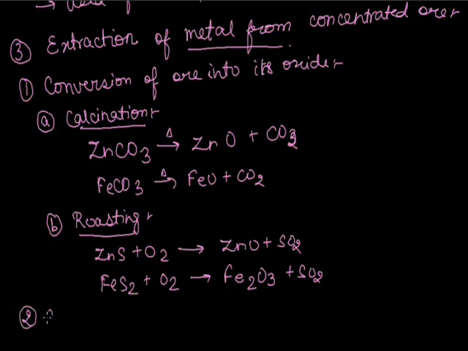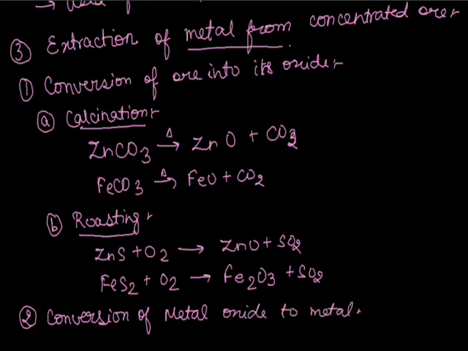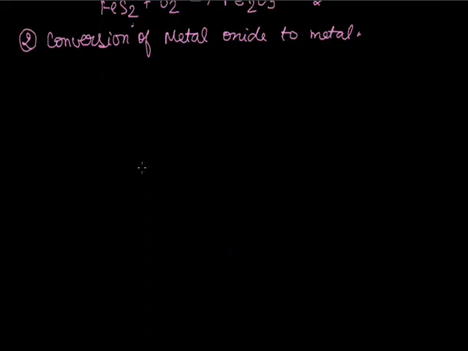After that, conversion of metal oxide to metal. The metal oxide formed after calcination or roasting is converted into metal by reduction. The method used for reduction of metal oxide depends upon the nature and chemical reactivity of the metal. The metals can be grouped into the following three categories on the basis of their reactivity.